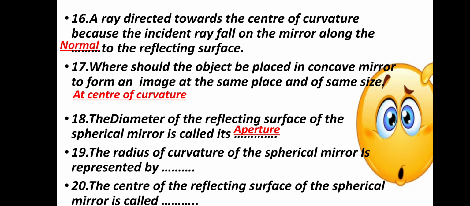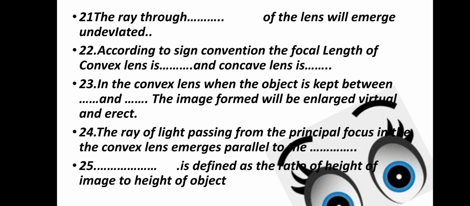Question number 19. The radius of curvature of the spherical mirror is represented by capital R. The center of the reflecting surface of the spherical mirror is called its pole. Next question. The ray through dash of the lens will emerge undeviated. A ray through the optical center of the lens will emerge undeviated.